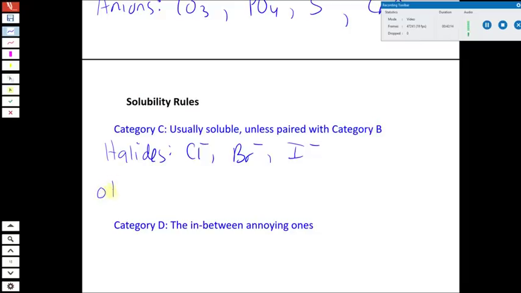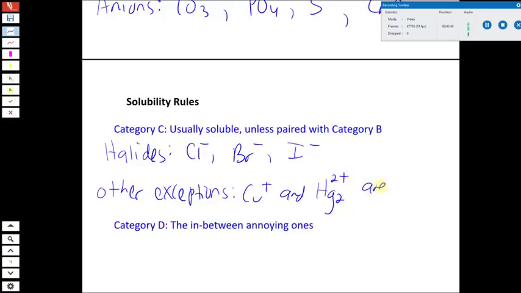There's two other exceptions we want you to be familiar with. Silver 1 halides are insoluble because that's part of those category B as I called them, but also copper 1, the one right above it on the periodic table. And then mercury, which has a polyatomic cation that's Hg2 with a 2 plus charge, so 2 mercury 1 plus linked together. Those are insoluble halides as well. Those ones don't come up as often. Lead and silver are the two most common insoluble halides that you'll see. But those are two other examples of insoluble halides. Except for lead, silver, copper, mercury, except for those four, every other halide compound you'd expect to be soluble.